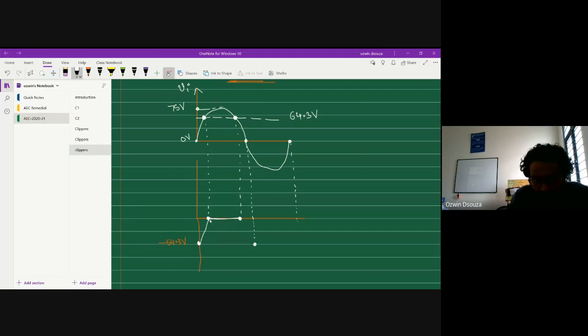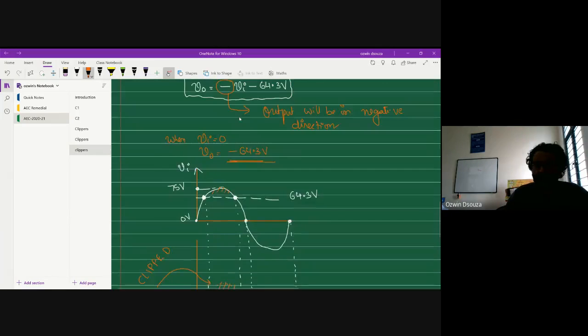There will be a clipping, and then you will have your waveform of this kind. Okay, so this is your clipped waveform. Let me show it in a different color. This will be a clipped waveform. Okay, so this part is clipped. Okay, that is this part.